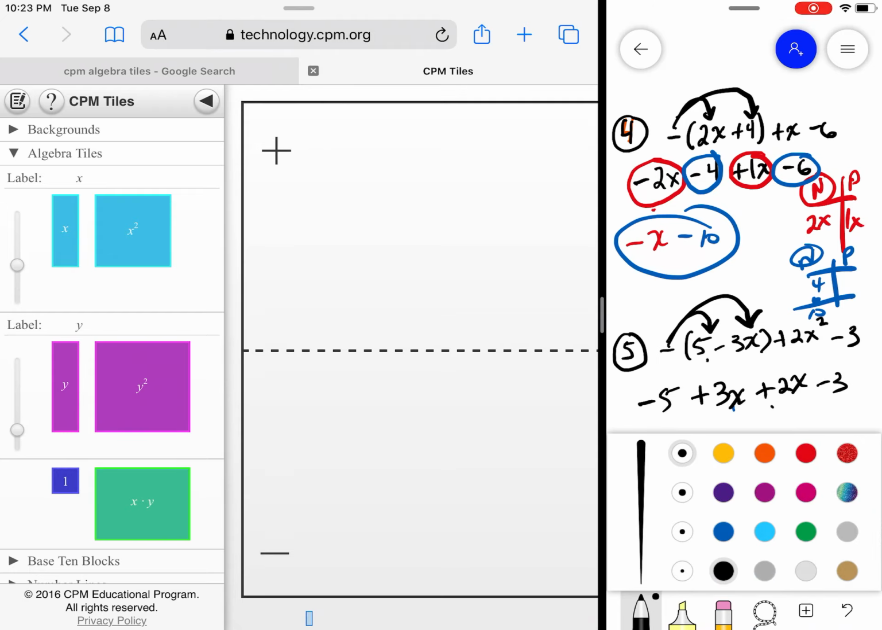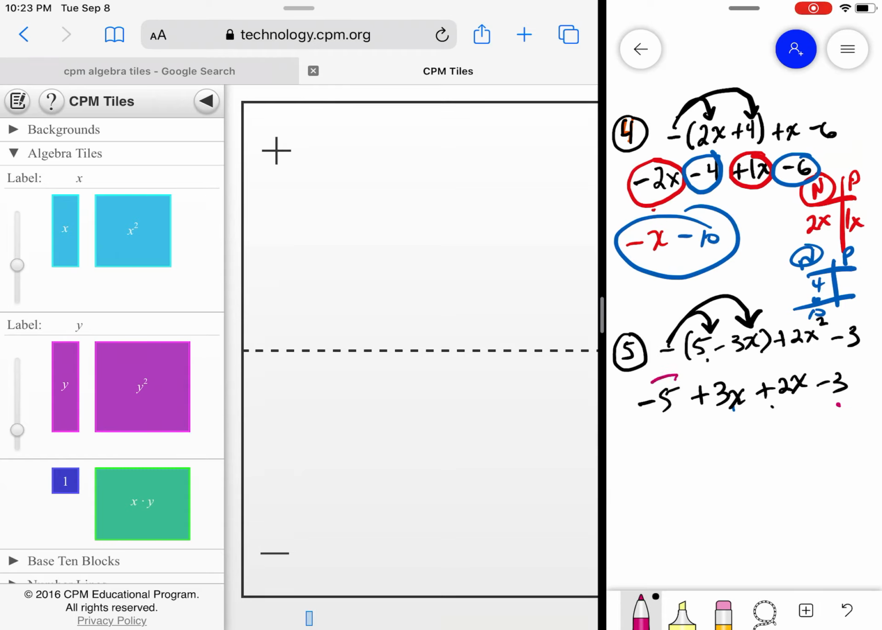Let's combine like terms. Well, let's do some pink. So there's plain 5 as a number. Other plain numbers would be negative 3. Make the scoreboard. 5 is negative. 3 is negative. It gives us 8, and it's negative. So I get negative 8.